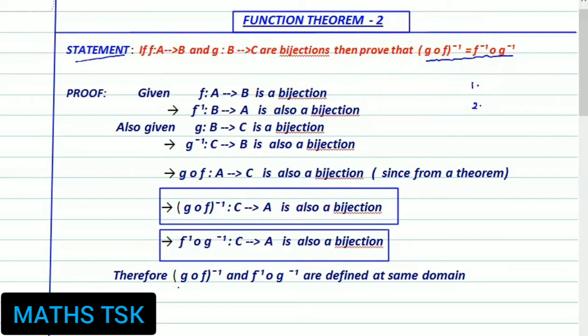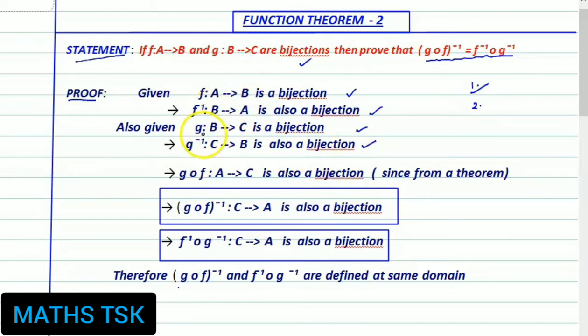We start here to prove using the definition. To say that these two functions are equal, first of all, we must prove they are defined at same domain. Look here, given f maps A to B is a bijection. That implies f inverse mapping B to A is also a bijection. F is bijection, f inverse will also be a bijection. G mapping B to C is given as bijection. Therefore, g inverse mapping C to B is a bijection.